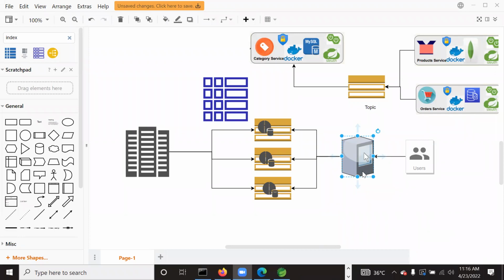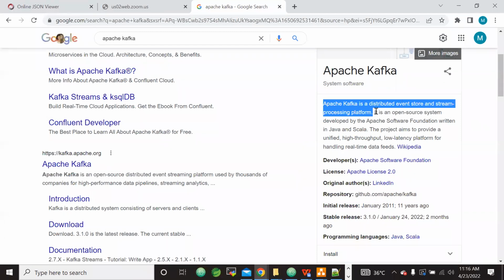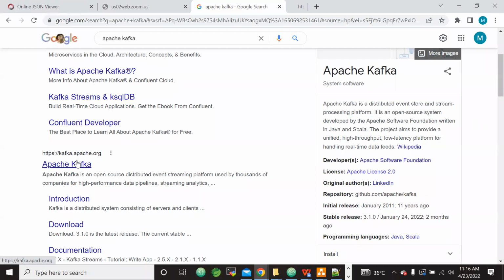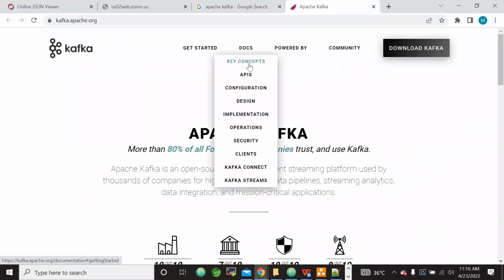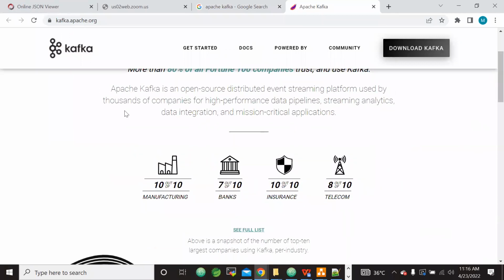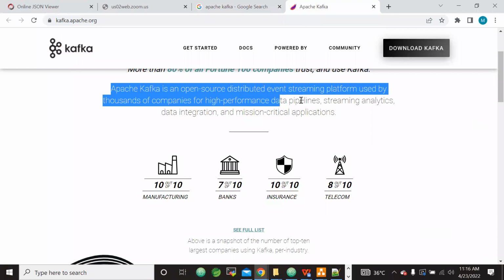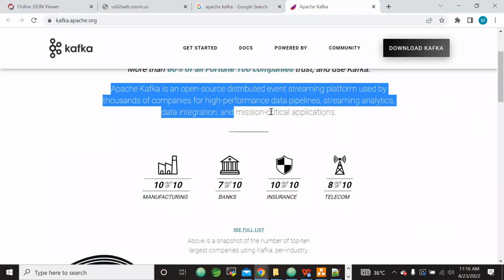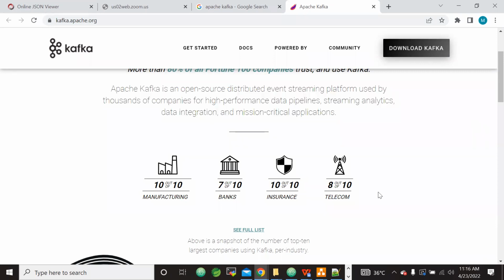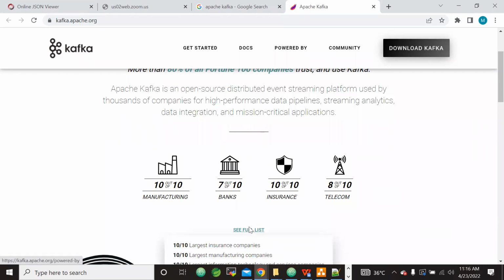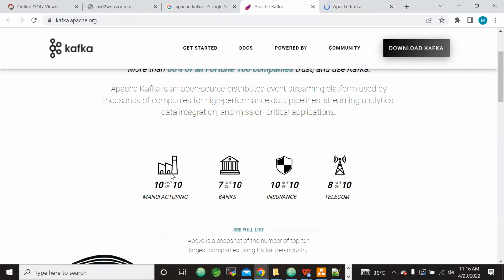Now, what is this Kafka? Kafka is a distributed event store and streaming processing platform according to Wikipedia. Let us go to the Kafka documentation and see the Kafka concepts, getting started. So Apache Kafka is an open source distributed event streaming platform used by thousands of companies for high performance data pipelines, streaming analytics, data integrations, and mission critical applications. Every industry, manufacturing, banks, insurance, telecom, every industry is using this Kafka. See a full list, and see manufacturing, 10 out of 10 companies. If we take 10 companies, 10 out of 10 are required to use this Kafka.